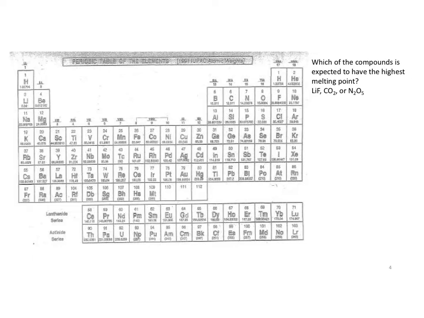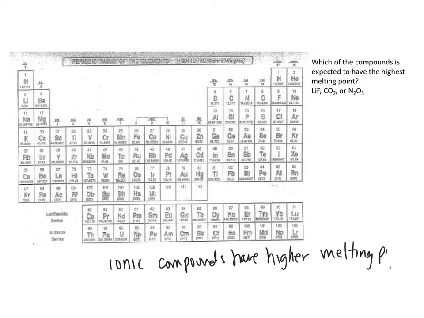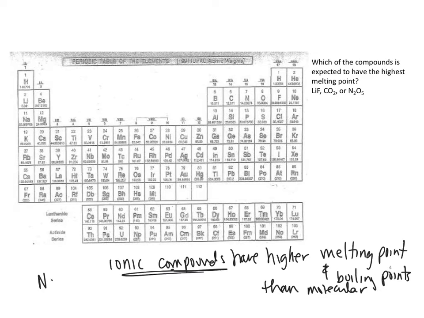Which of the compounds is expected to have the highest melting point? Okay, so what you need to know: ionic compounds have higher melting points and also boiling points than molecular compounds. And it's significant, like table salt.